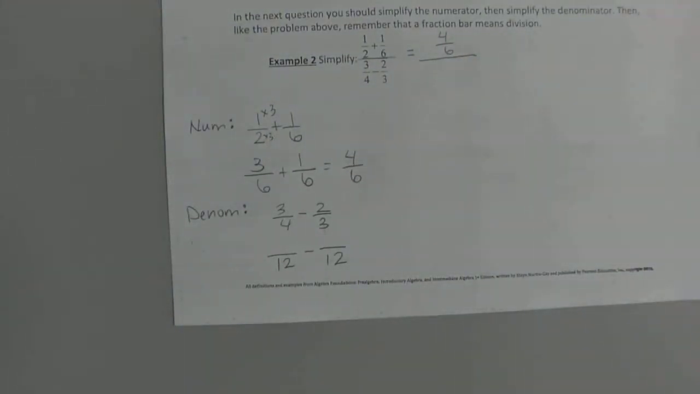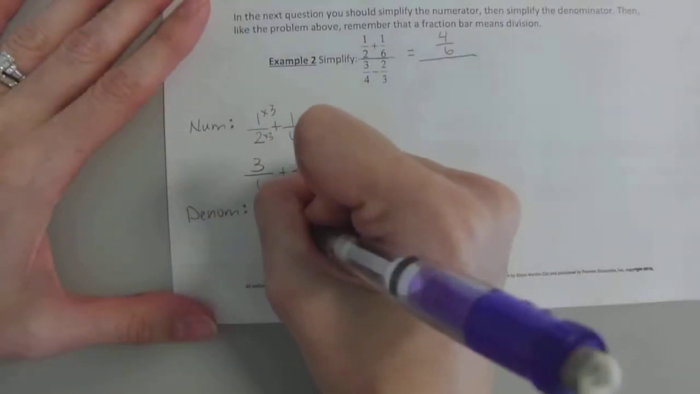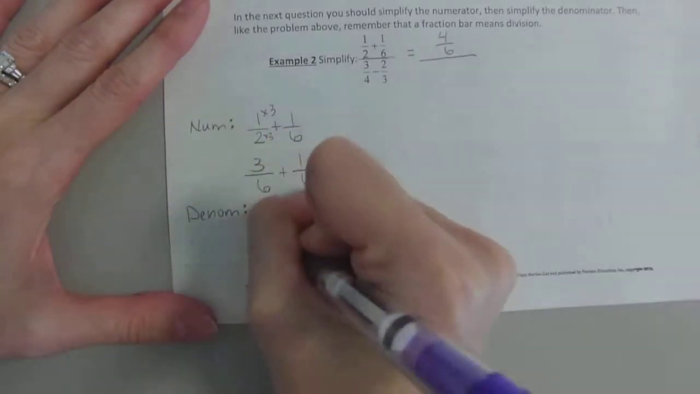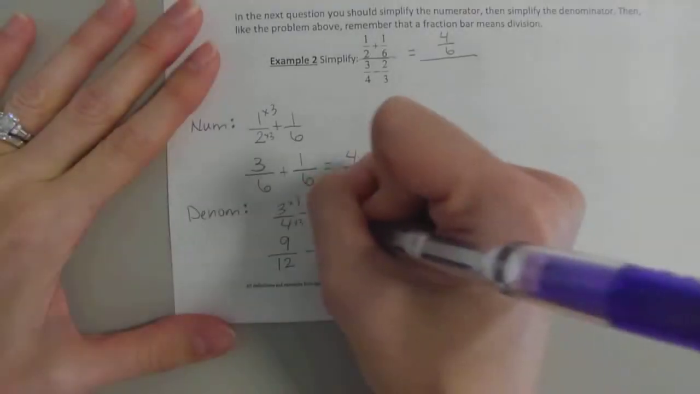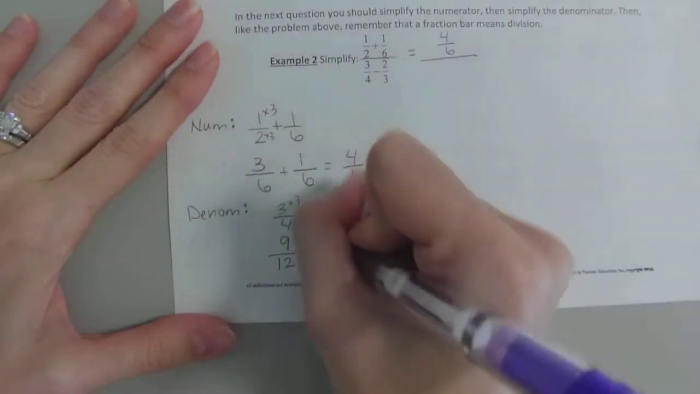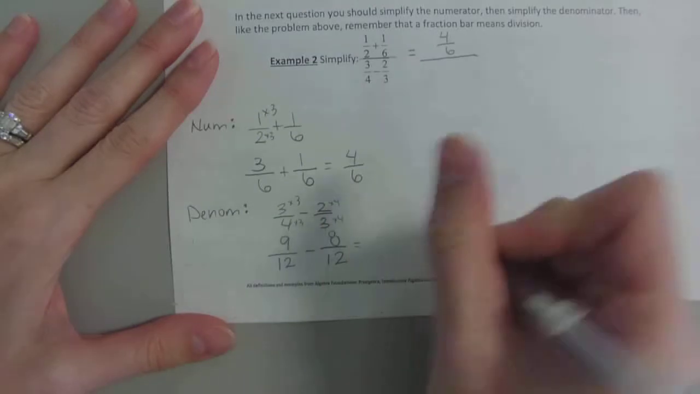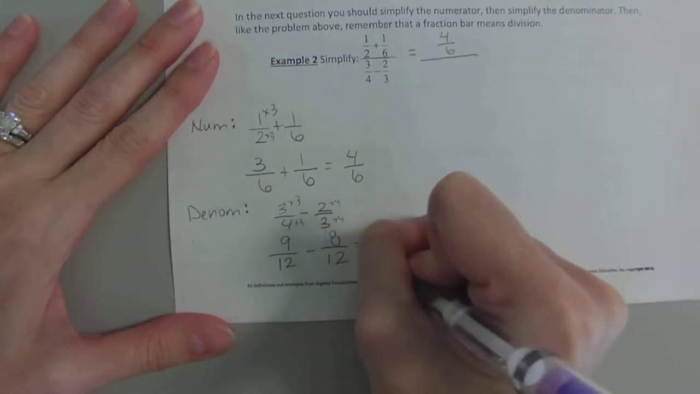That first denominator was 4. What did we multiply 4 by to get to 12? 3. So what are we going to multiply the top by? 3. So we get 9/12. That second denominator was 3. What did we multiply him by? 4. So what are we going to multiply the top by? You got it. And we'll get 8.